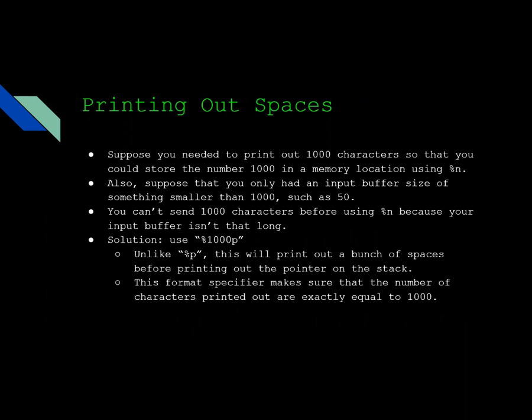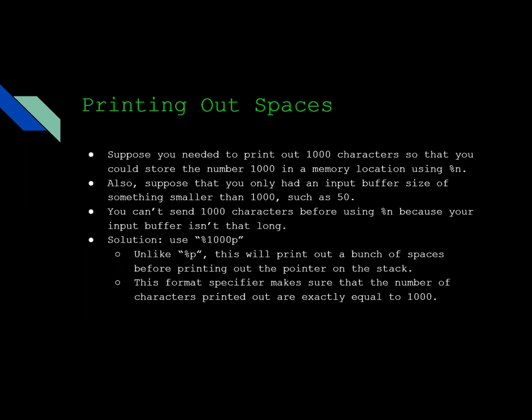So here's a neat little trick you can do to print out an arbitrary number of spaces. Let's say that you had to print out 1,000 characters because you wanted to store the number 1,000 in a memory location using the %n format specifier. But let's say that your input buffer is a little bit too small for that. Maybe it's only 50 or 100 or something that's way smaller than 1,000. So you can't just send out 1,000 characters before using your %n because your input buffer isn't that long and only 50 of those characters will actually be read.